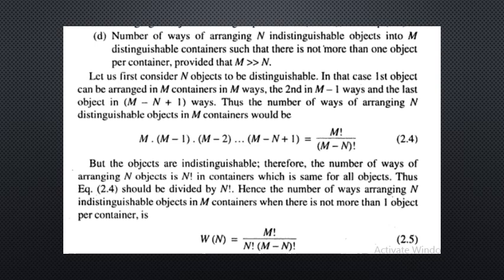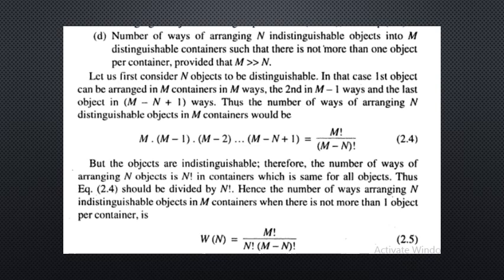Thus, the number of ways of arranging n distinguishable objects in m containers would be m into m minus 1 into m minus 2 and so on, up to the last, m minus n plus 1, which is equal to factorial m upon factorial m minus n.